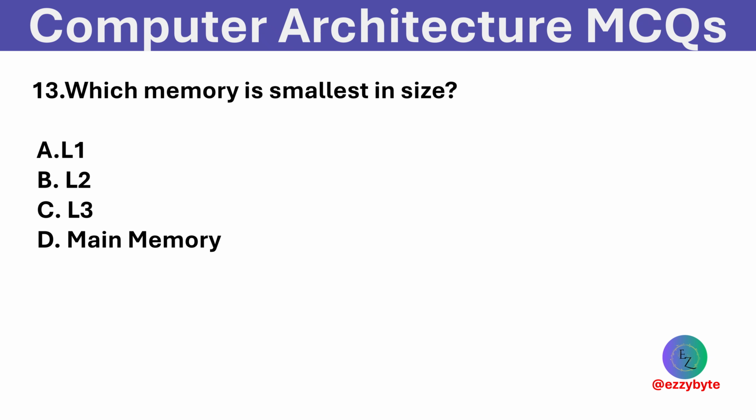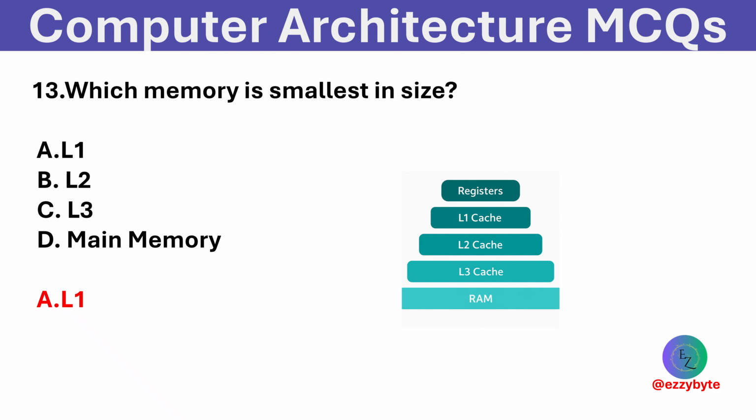Which memory is smallest in size? Options are L1, L2, L3, and main memory. Option A is correct. L1 is the smallest but fastest to access.